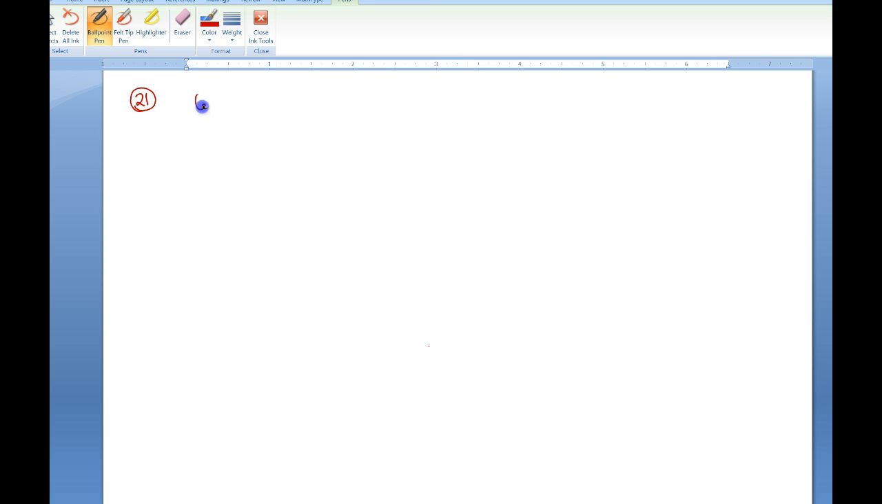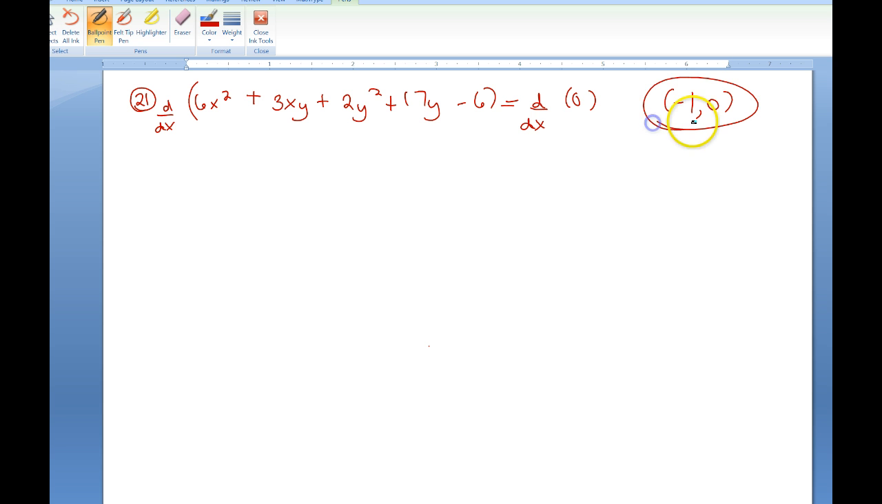Let's see, 6x squared. So I'm going to take d dx of this: 6x squared plus 3xy plus 2y squared plus 17y minus 6 equals d dx of 0. And we're actually going to plug in a point at the end, negative 1, 0. Okay, so the first one, 6x squared. Whenever it's x, we just differentiate like normal. So this is going to be 12x.